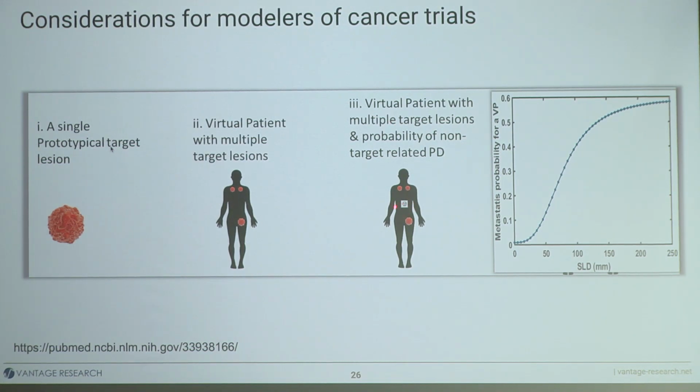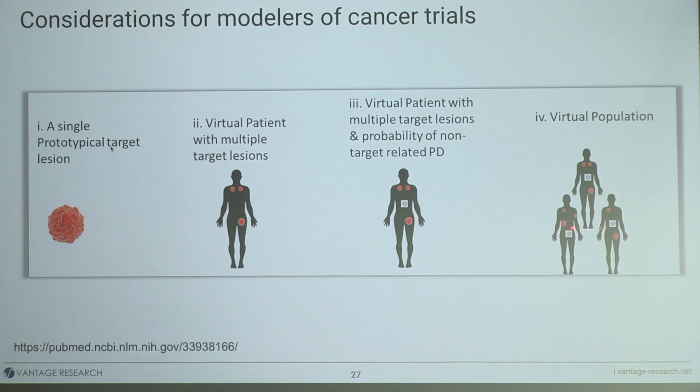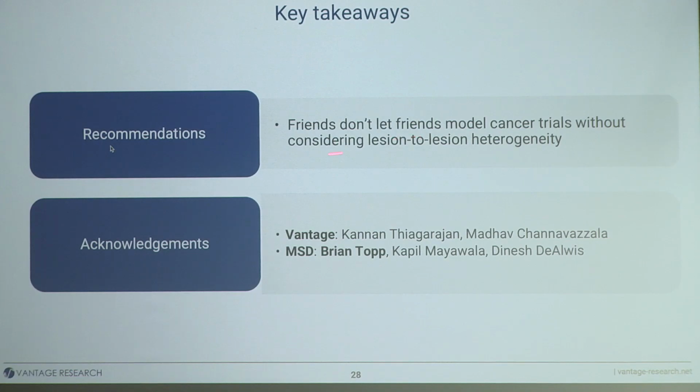Think about metastasis as a new thing. The way we modeled it is as a probabilistic model attached to a mechanistic model, where we said the more the tumor burden, the higher the possibility of metastasis. There are many other ways in which you may want to do this, but do consider that there are multiple lesions. Metastasis is an almost stochastic event that can happen somewhere in between, and your population of patients has that level of complexity underneath the covers. So this is the key takeaway. Friends don't let friends model or analyze cancer trials without considering lesion-to-lesion heterogeneity. So do consider that if you are looking at cancer trials.